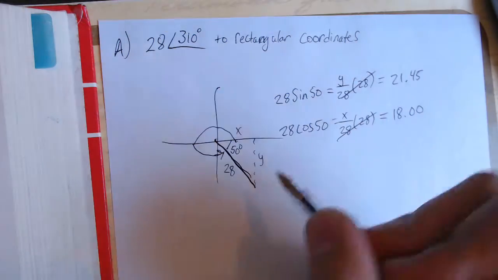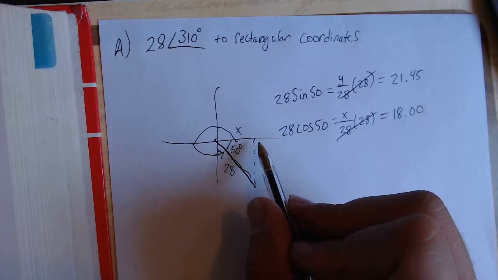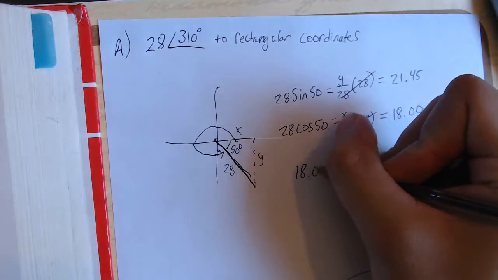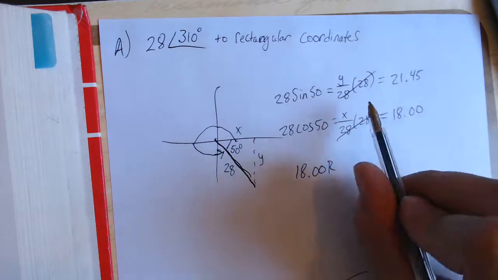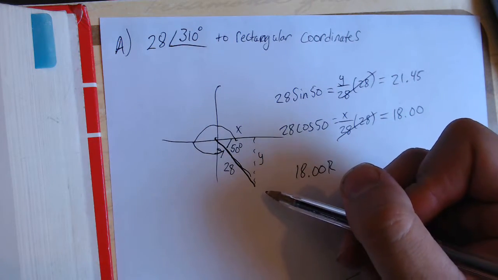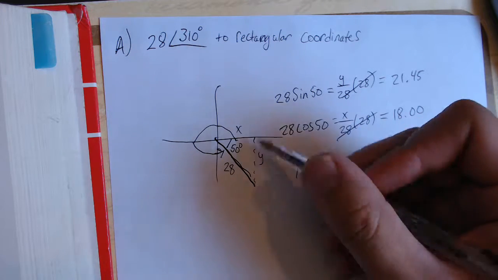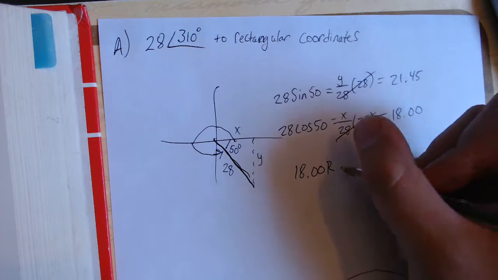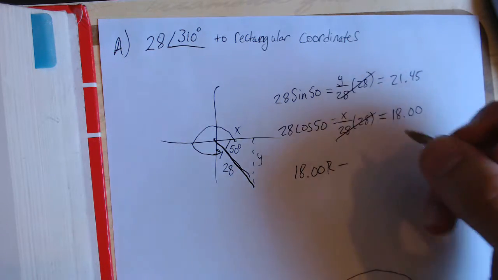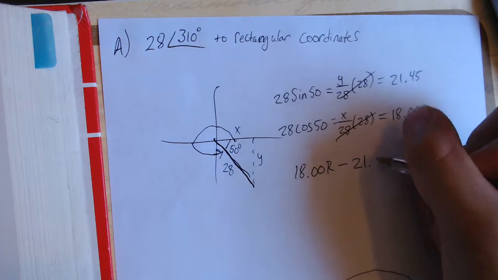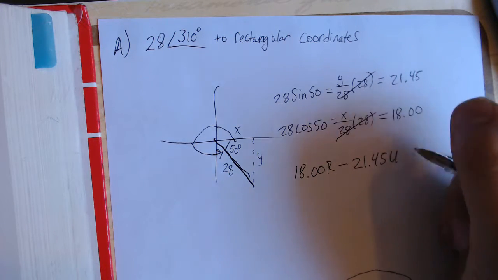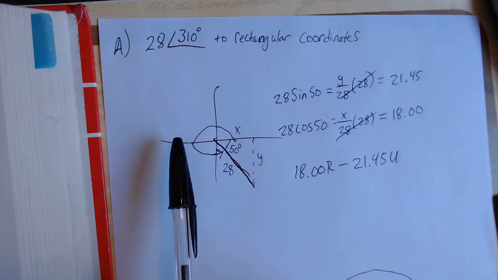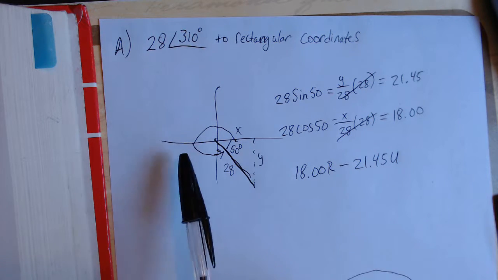So if we go 18 on the x-axis, that is a positive right value, so that would be 18.00 r. And then we have 21.45 on the up axis, or the y-axis, and if that's not going up, that's going down, so that would be a negative up value. So we do 18.00 r minus 21.45 u. If it went left on the x-axis, it would be negative 18, but it doesn't, it goes right.